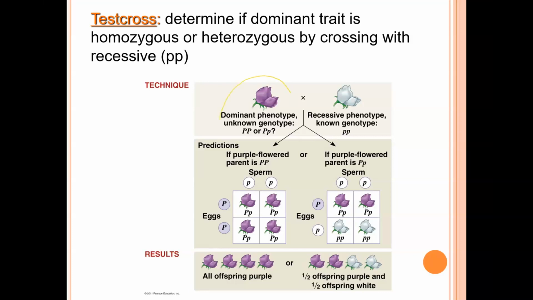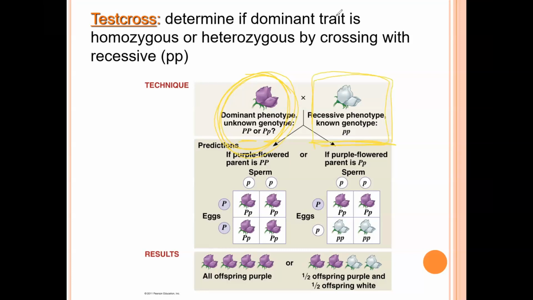So right here, if you are looking at a purple flower, you don't know if that purple flower is big P, or if it's big P, little p. You just don't know looking at it, and you don't know what the ancestors of the flower are. So what you would do to determine whether it was big P or big P, little p is you would cross it by something that you know.